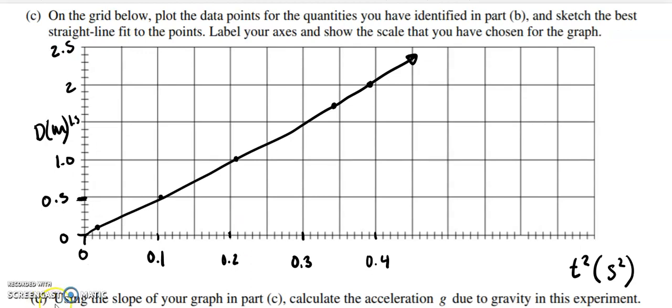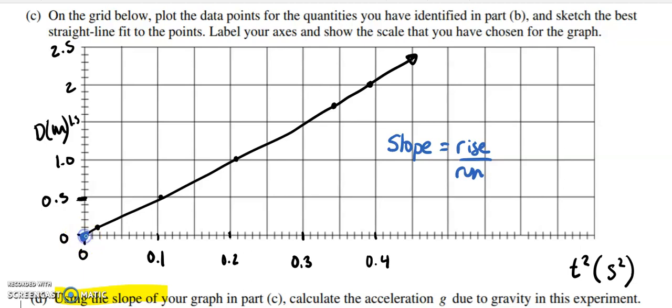So part D says, using the slope of your graph in part C, calculate the acceleration g due to gravity in this experiment. Okay, so first thing I do, the problem says using the slope. Anytime a problem says using the slope, guess what you're going to have to do? You're going to have to find the good old slope. So always when you're finding the slope, show your work for it. The slope is what? Rise over run. And again, when you find the slope, you always need to choose 2 points on your best fit line. They can be your actual data points, they can be other things, whatever.